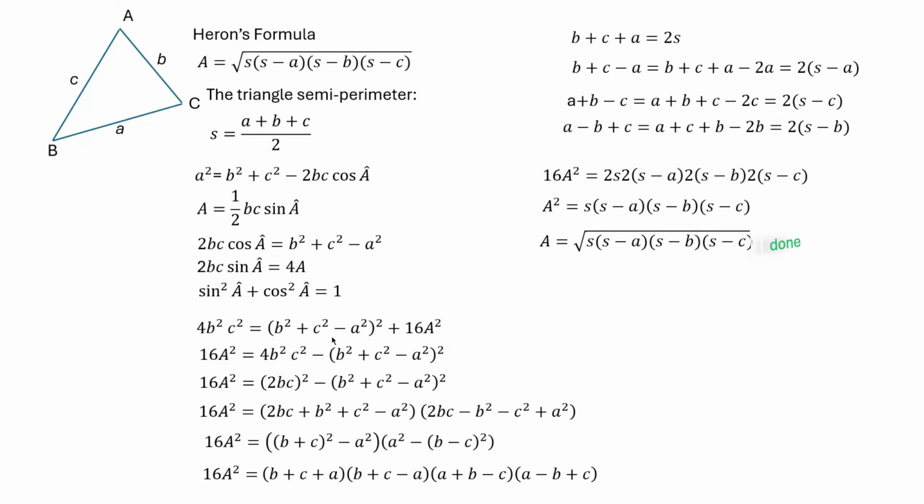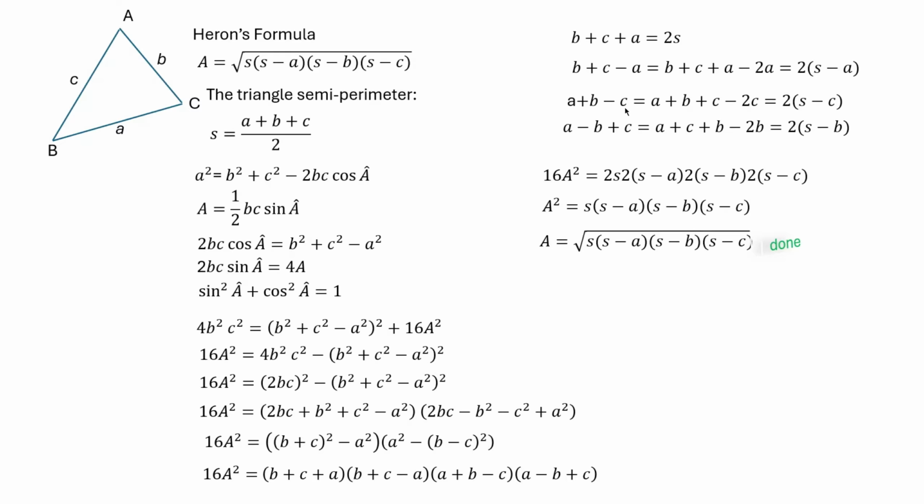equal to (b squared plus c squared minus a squared) over 2, squared, plus 16 A squared. Rearranging this equation step by step, at the end we have this equation. And then, since b plus c plus a equals 2s, b plus c minus a equals b plus c plus a minus 2a, and b plus c plus a equals 2s, that's 2s minus 2a, equal to 2(s minus a).